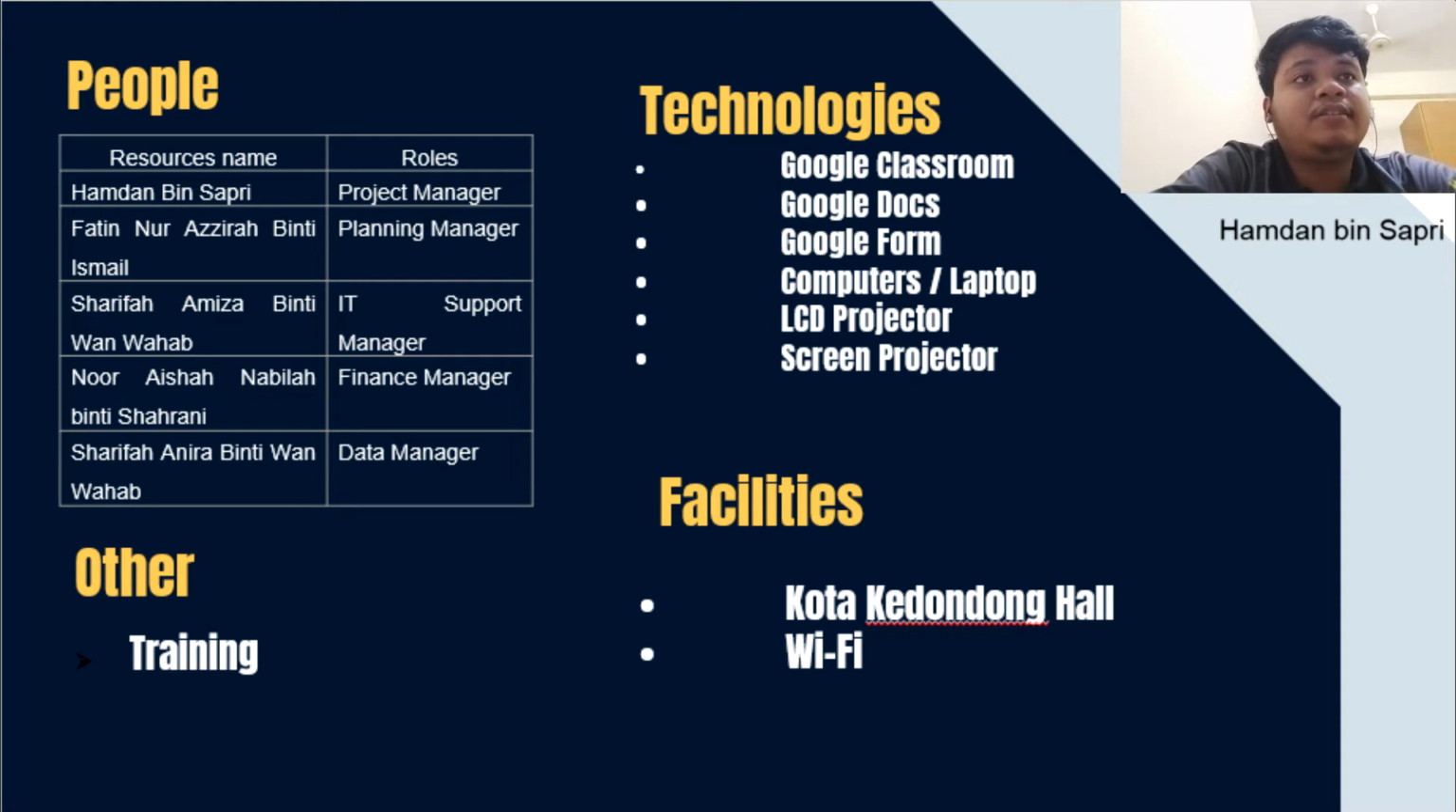For the technology resource, we have 6 type of technology resource, which is Google Classroom, Google Docs, Google Form, computers or laptop, LCD projector, and screen projector. Okay, for the facilities, we have halls and Wi-Fi. And for the other resource, we just need a training resource.